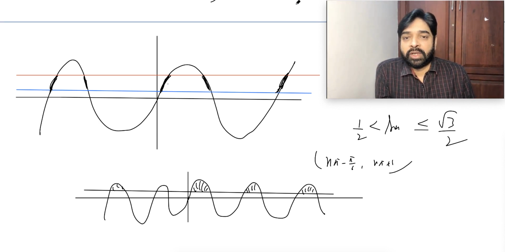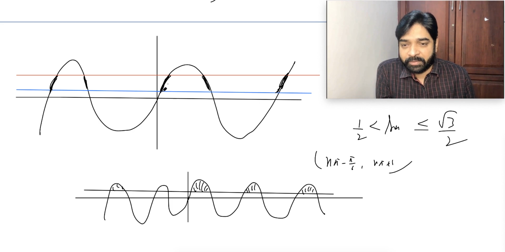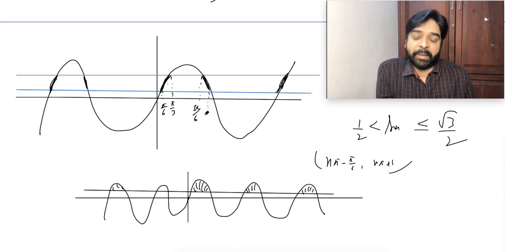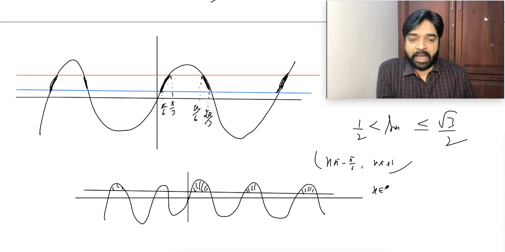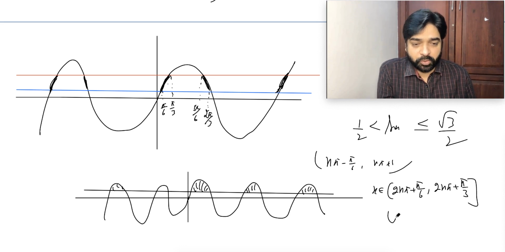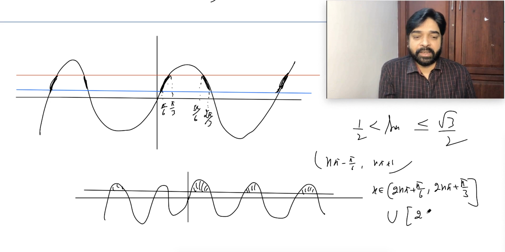So what will be the final answer? First we have to get these points. This point is, I think, pi by 6, and this point will be pi by 3. This point will be 5 pi by 6, and this point will be pi minus pi by 3, means 2 pi by 3. So x will be an element of 2n pi plus pi by 6 to 2n pi plus pi by 3 closed, union 2n pi open.